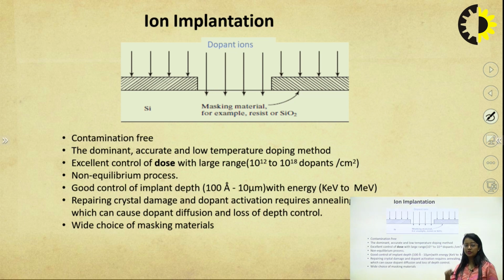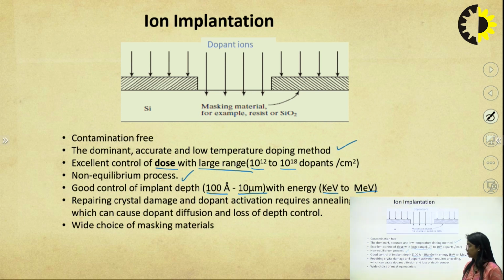So it is a contamination-free process. The dominant, accurate and low temperature doping control method, and it has an excellent control of dose with a large range of like 10^12 to 10^18 dopants per centimeter squared, and it is a non-equilibrium process. Good control of implant depth, that is 100 angstrom to 10 micrometer, with energy of a few electron volts to a few kilo electron volts to a few mega electron volts.